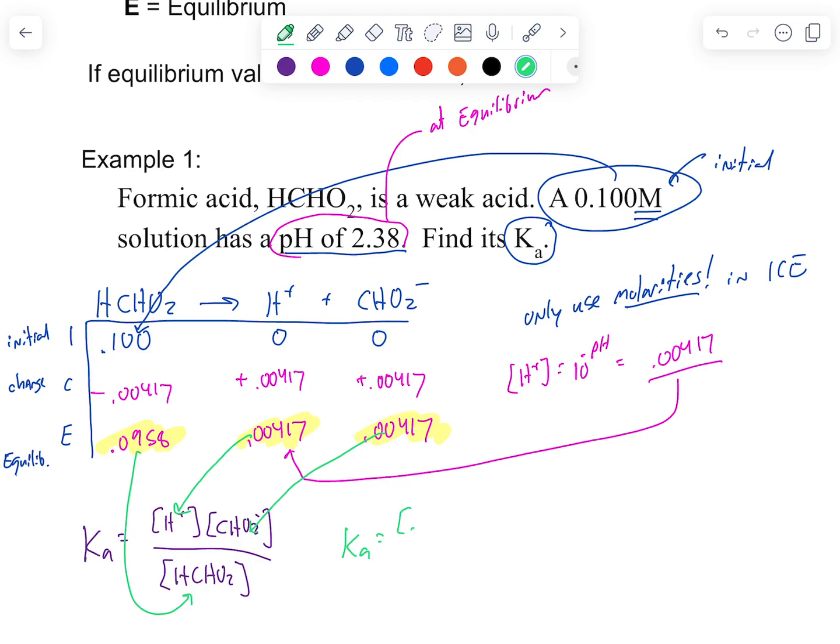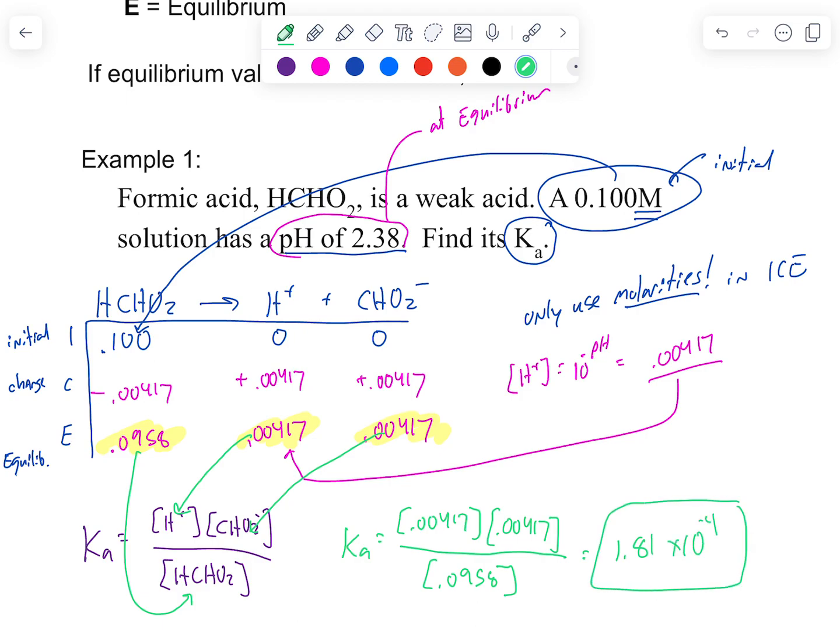So 0.00417 times 0.00417 over 0.0958. Now I can just plug all of those numbers in and calculate them, and I get a value of 1.81 times 10 to the minus 4. That is the acid equilibrium constant for formic acid.